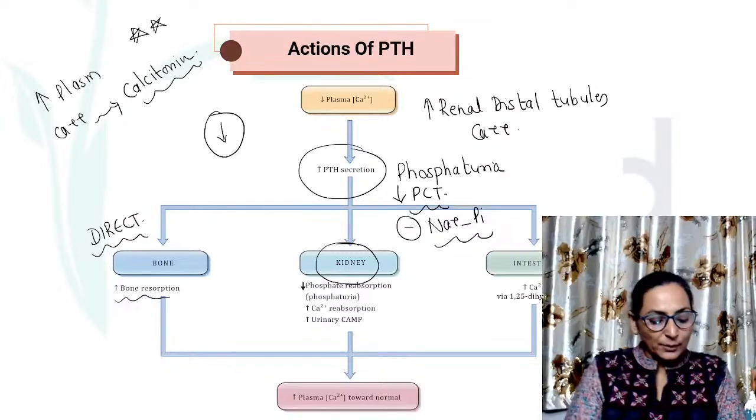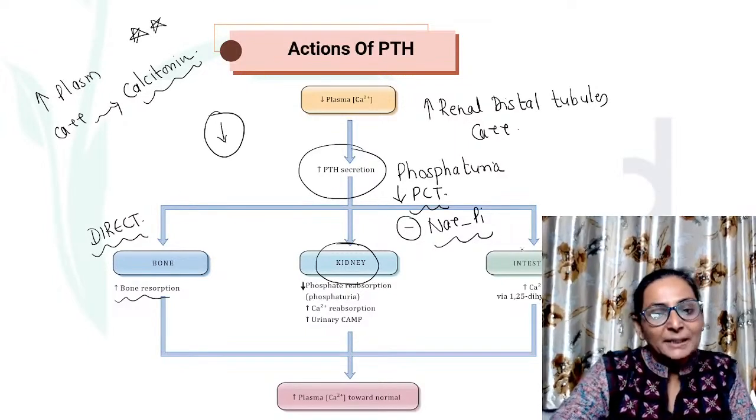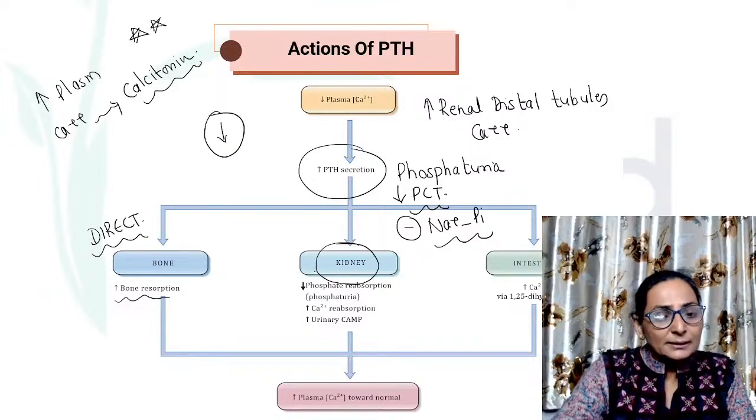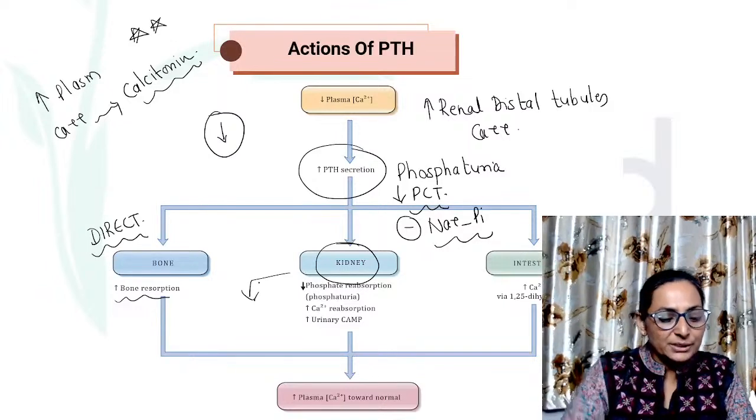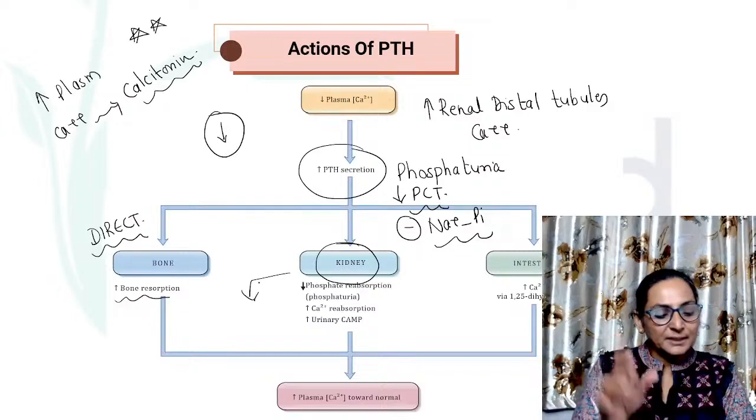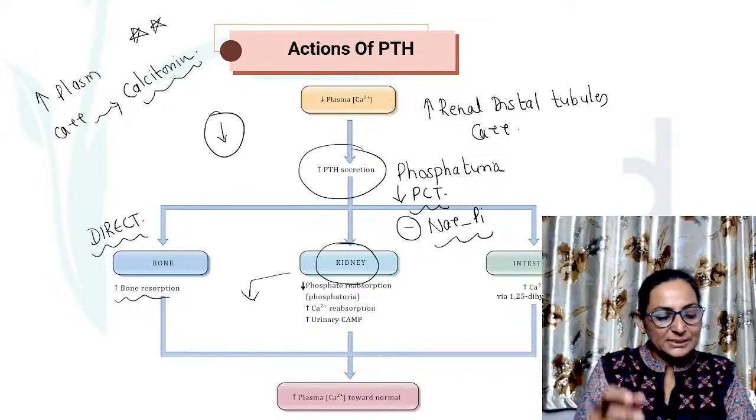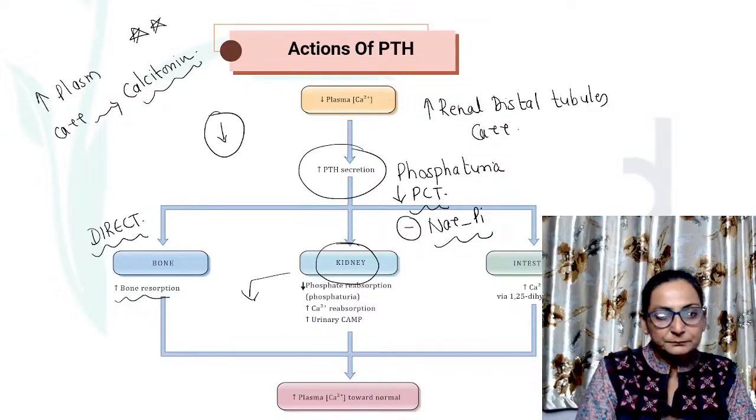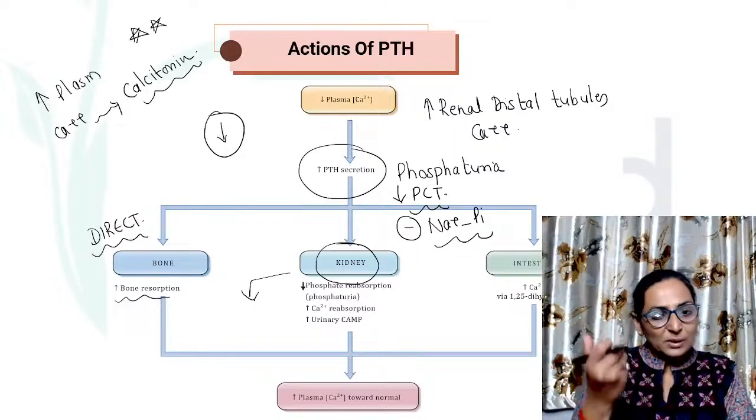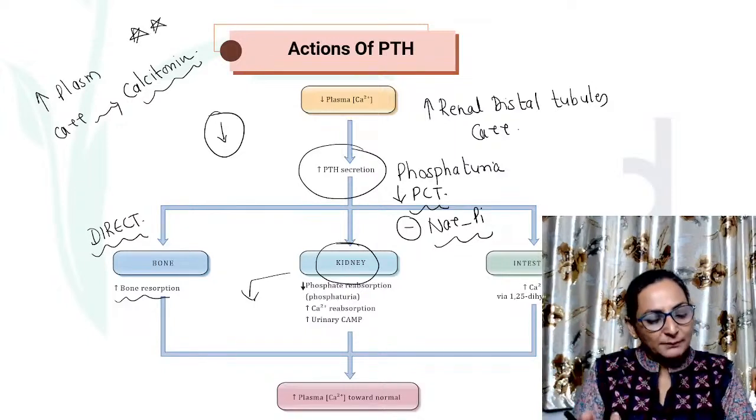Okay? However, its action on the intestine is indirect. Why is it indirect? Now, in the kidney, what it is doing is decreasing the reabsorption of phosphate and increasing the reabsorption of calcium.